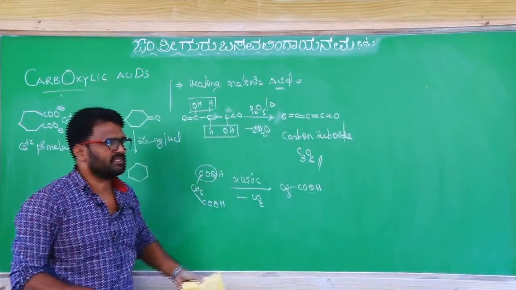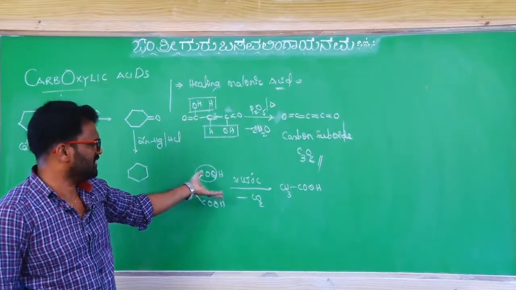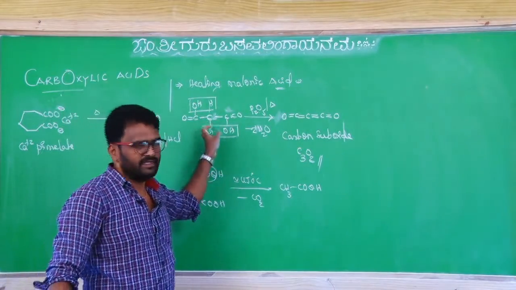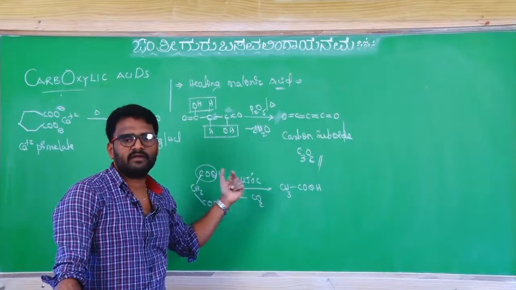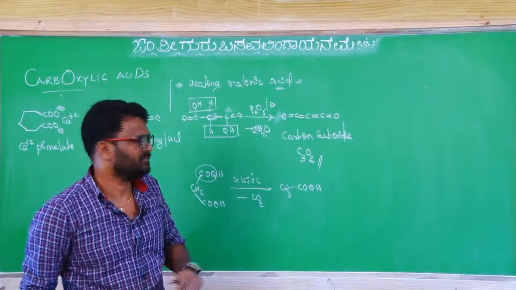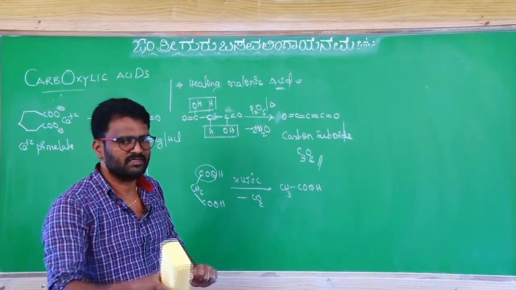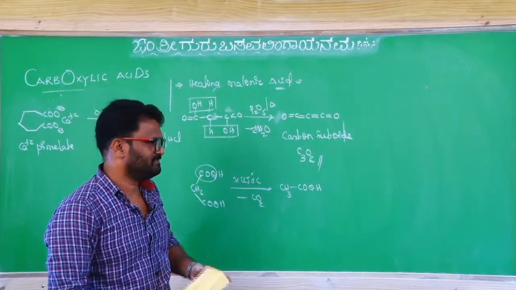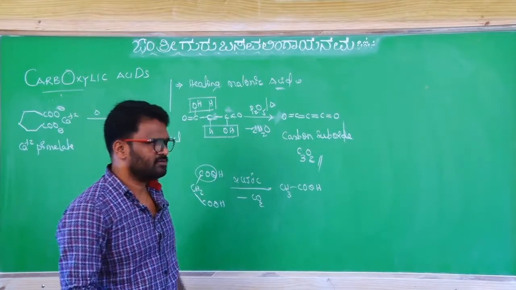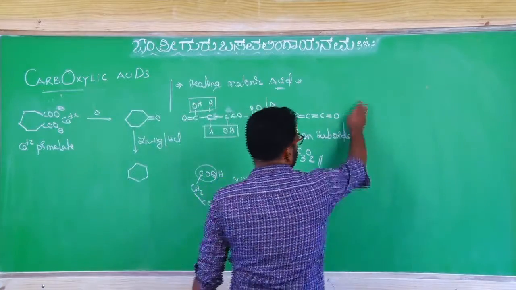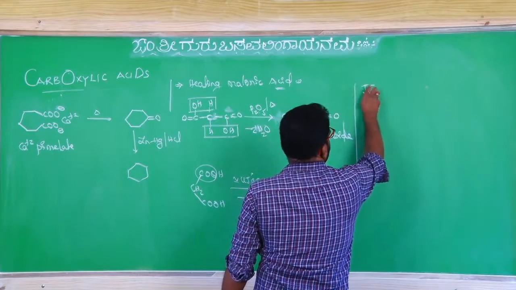This is what happens when carboxylic acids are heated: there are dehydration reactions and decarboxylation reactions. Okay, so this is the decarboxylation of carboxylic acids. Next, I think there was a JEE 2013 question based on this decarboxylation.